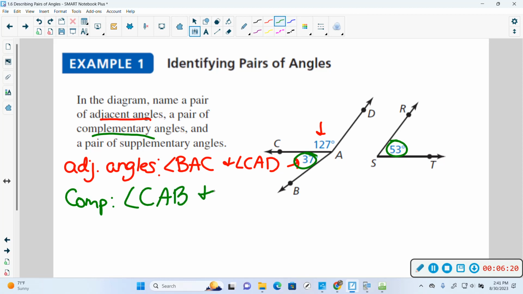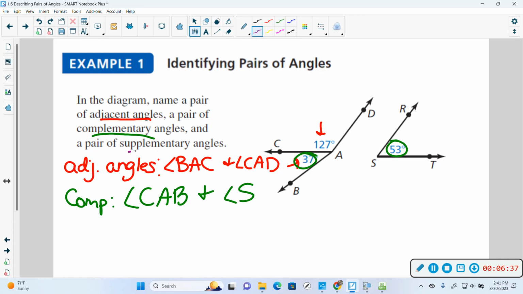What about this one? Do I need to use three letters to name this right angle? That's the only one over there. So I could just make my life easy and call it angle S. You can use the three letters. That still is perfectly fine.